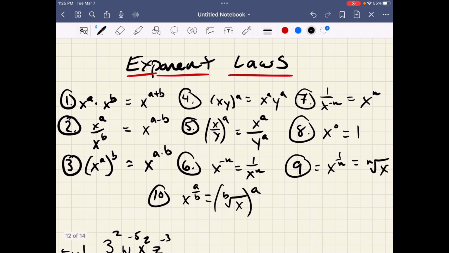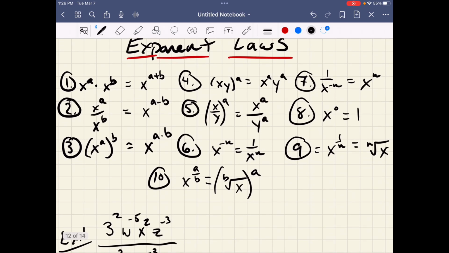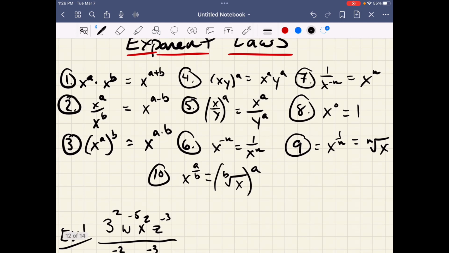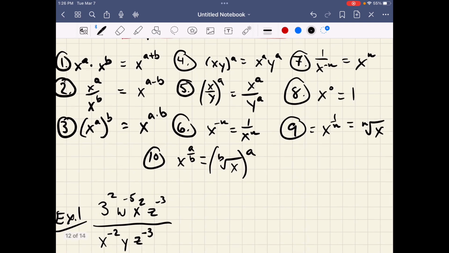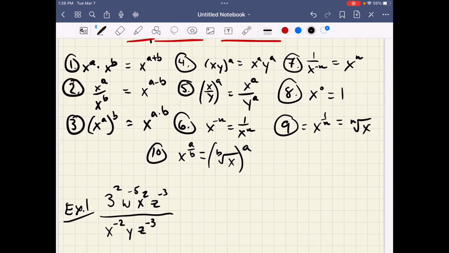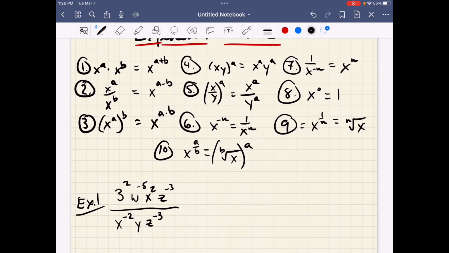Alright, in this video we're going to look at exponent laws. Now, when I show you these, just understand that what I'm showing you may not be the only route to get to the same simplified expression, okay? You can apply some of these different laws in different ways than I have and still get the same thing, alright?